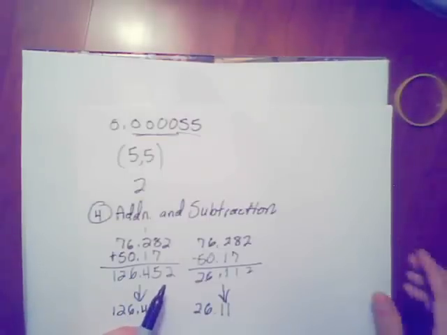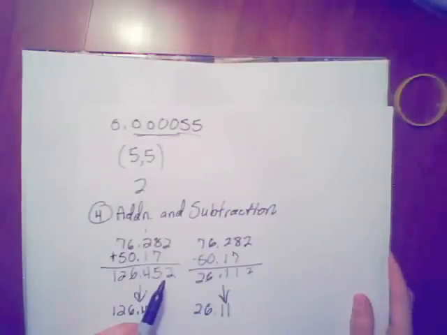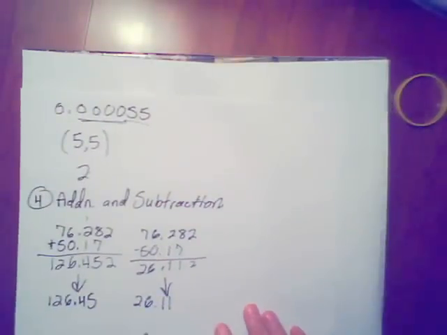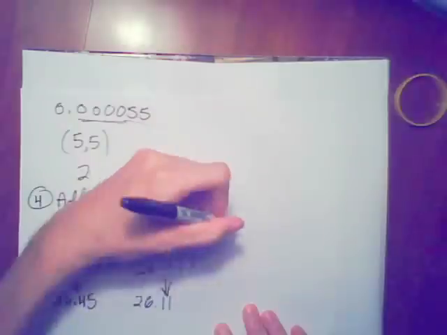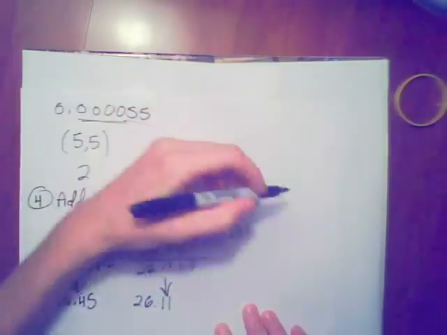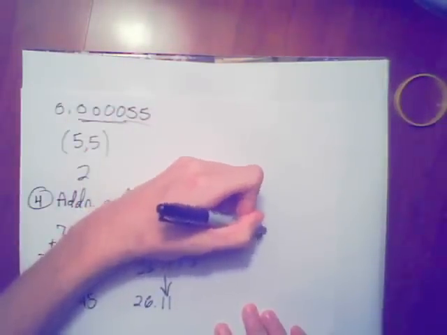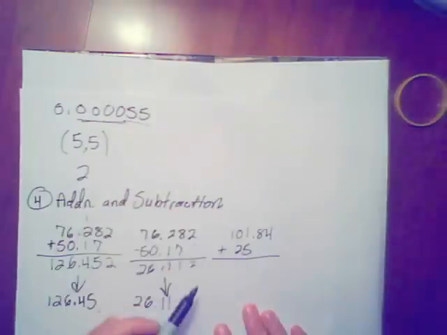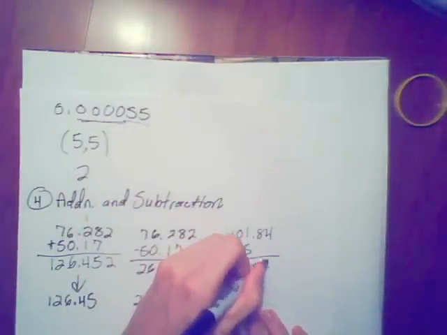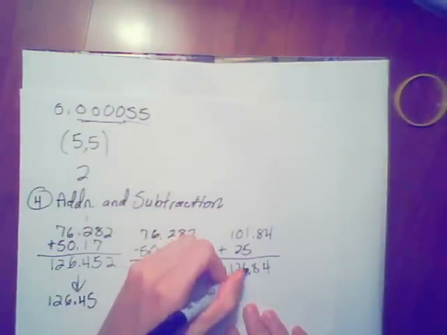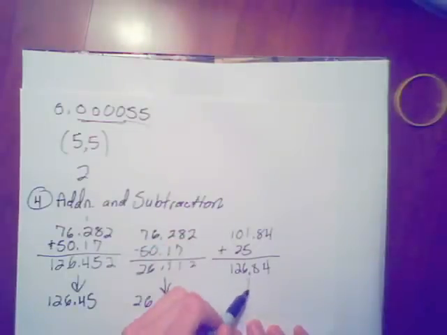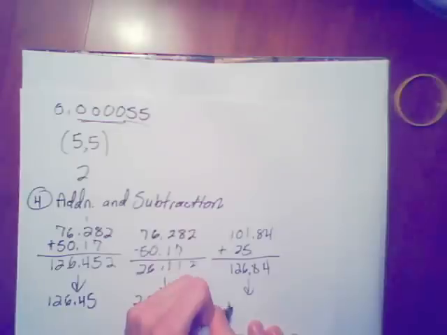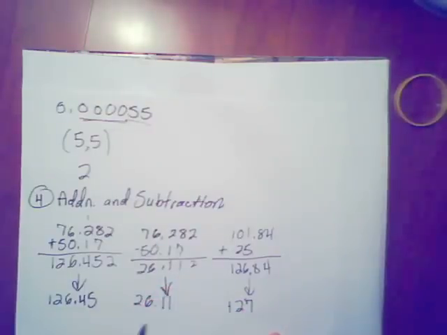So if we are going to look at just a third example, this one will be a little bit different, but let's say we had 101.84, and we'll add to that 25. What you'll see is you'll get 126.84, and if we round that to our significant figures, we don't have anything past the decimal place, so what that means is we will just have 127.